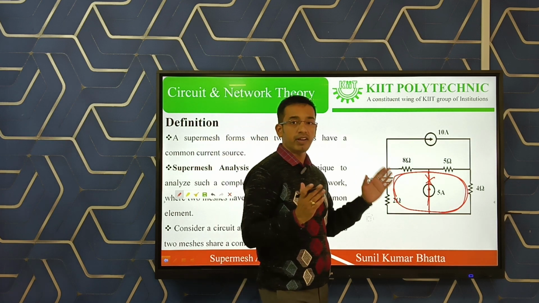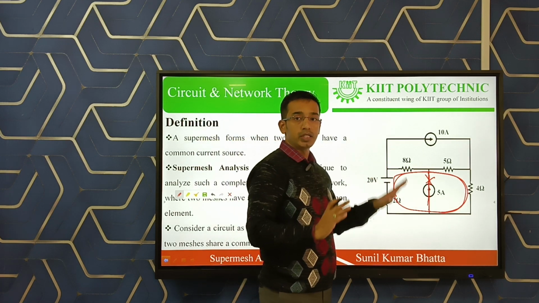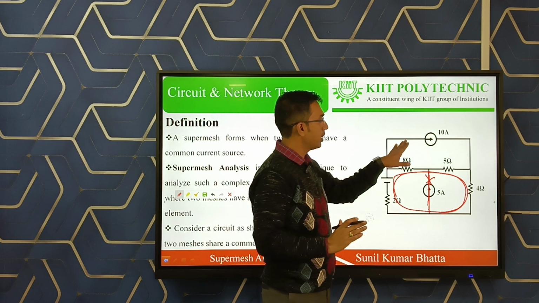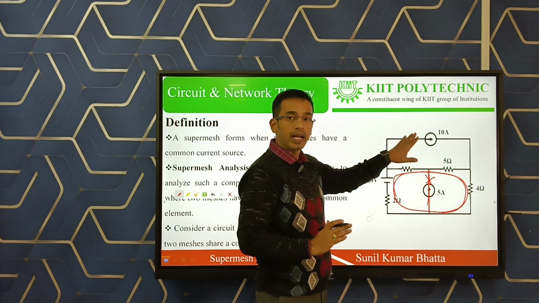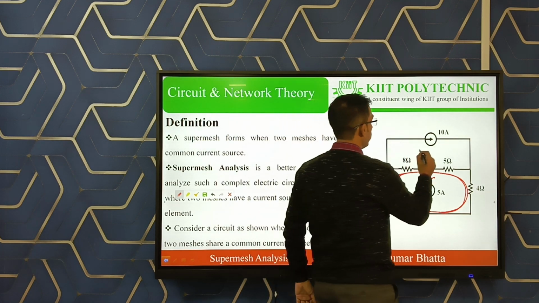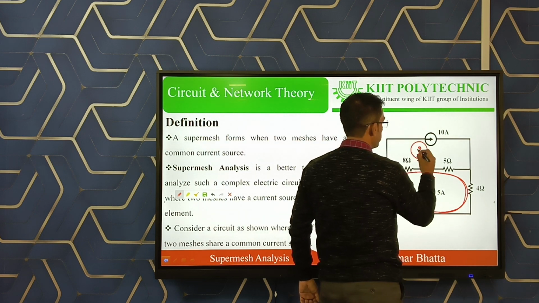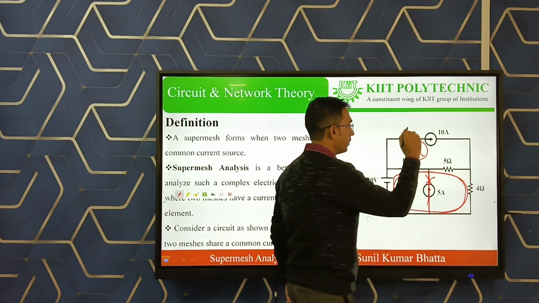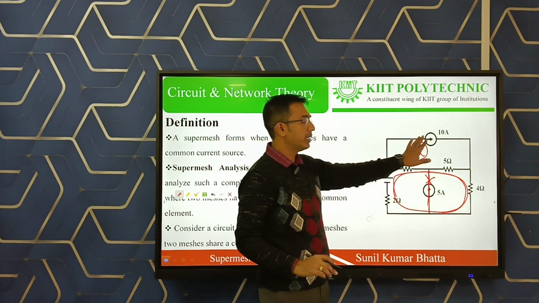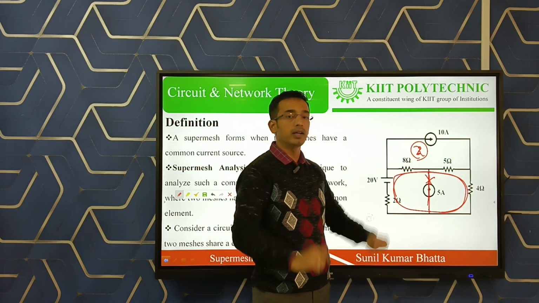First step, what is the first step? The first step is the mesh which is not a super mesh, there you have to apply KVL and write the equation. As here, this is mesh 3, this is mesh 2, this is not a super mesh. So by applying KVL we can write the equation here. This is the first method.